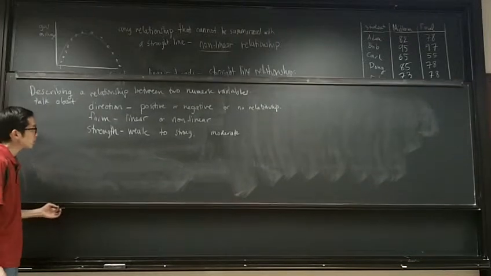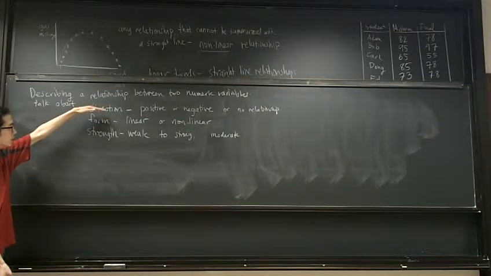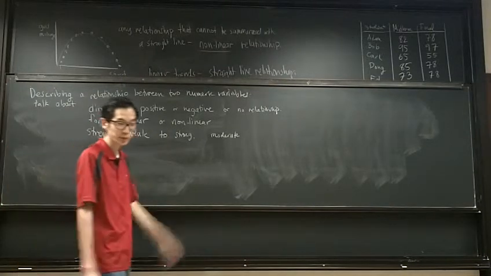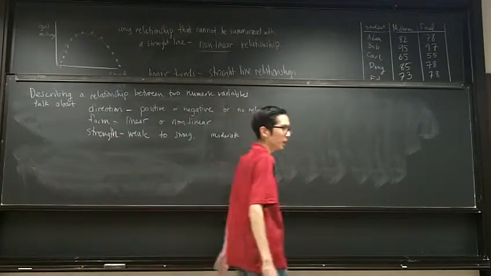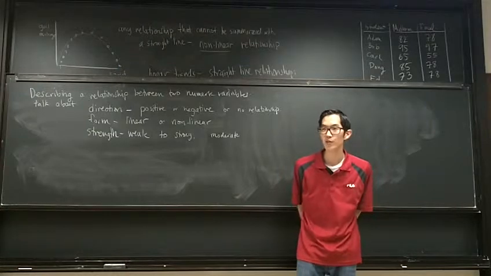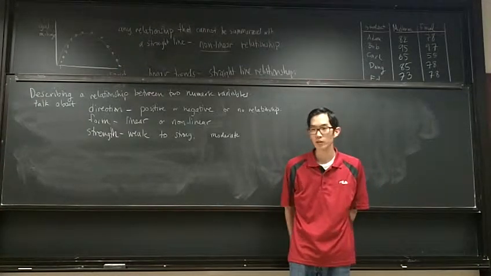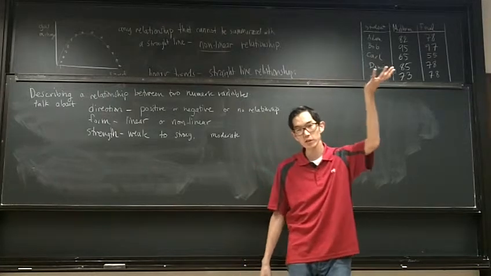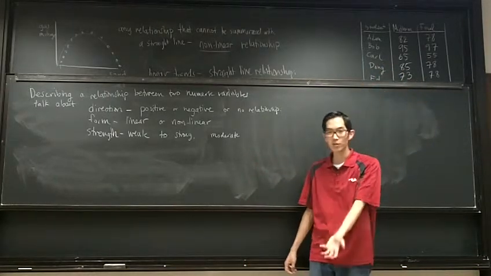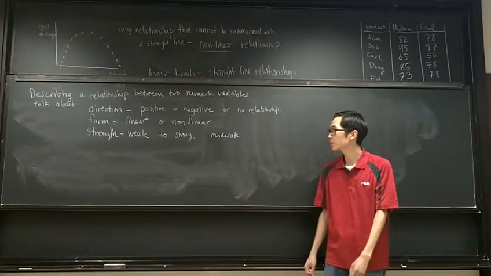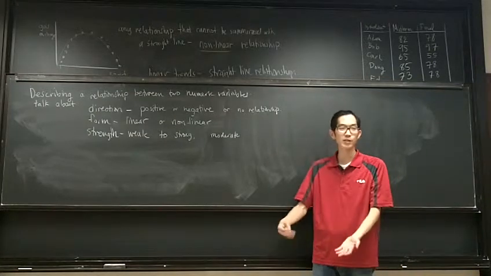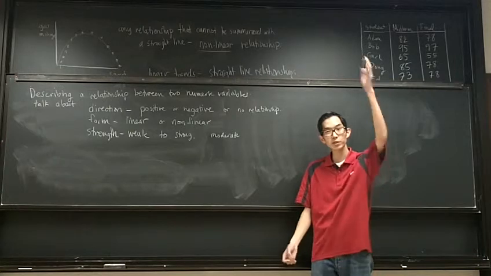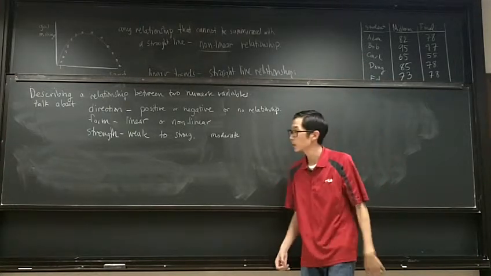All right, we've already talked about the direction and the form. Again, just a quick recap. What does it mean to have a positive relationship? Yeah, so when one increases, the other increases, and when it decreases, the other also decreases. And negative, they go in opposite directions. When one increases, we expect the other to decrease.